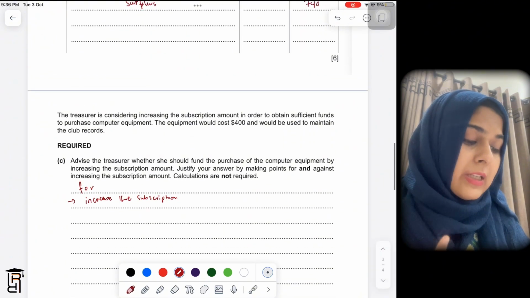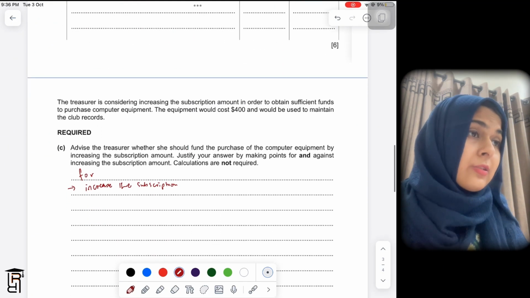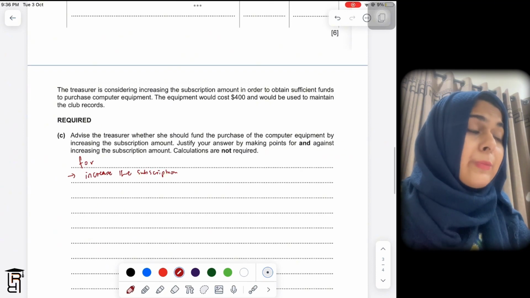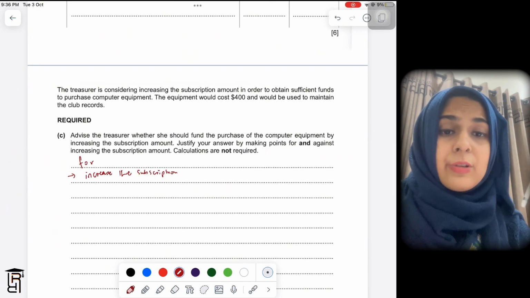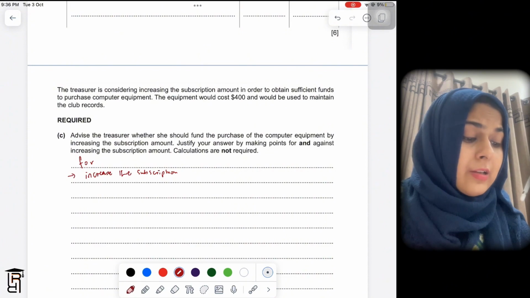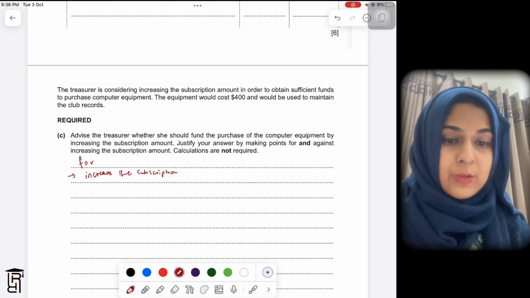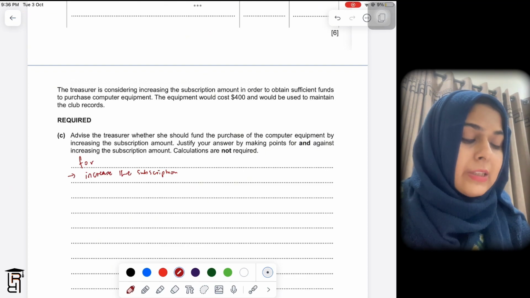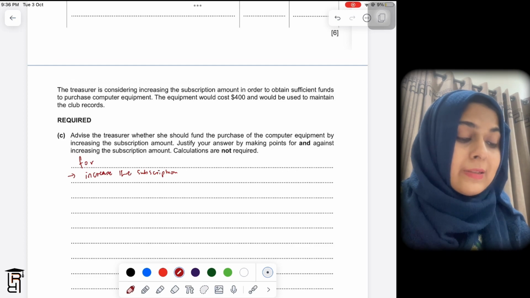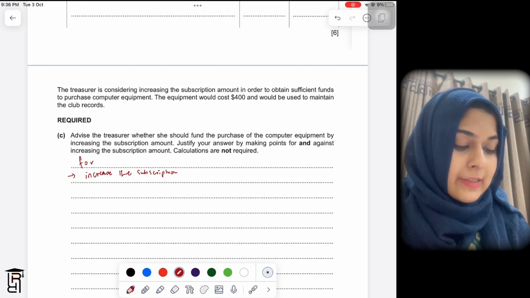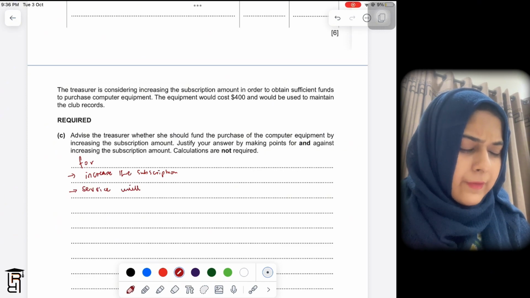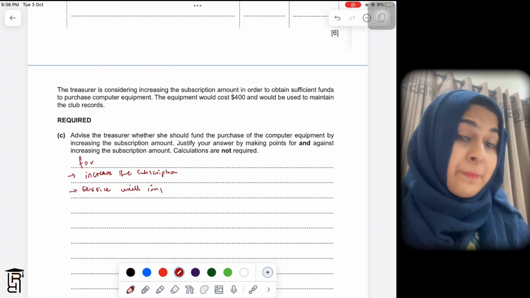Also, there is one more thing, that the computer equipment is going to be purchased. So if computer equipment is purchased, the club will run more efficiently, because of which obviously the service will improve. So the service for this club will improve. So that also encourages the members to pay. Service will improve of the club. Sorry for the bad handwriting.